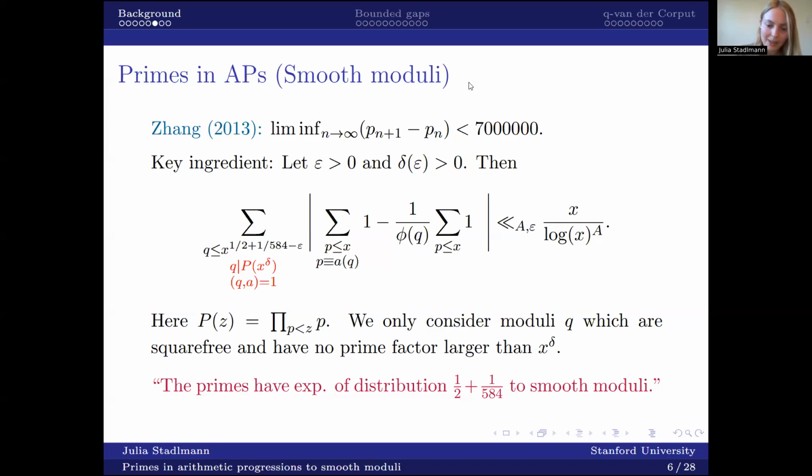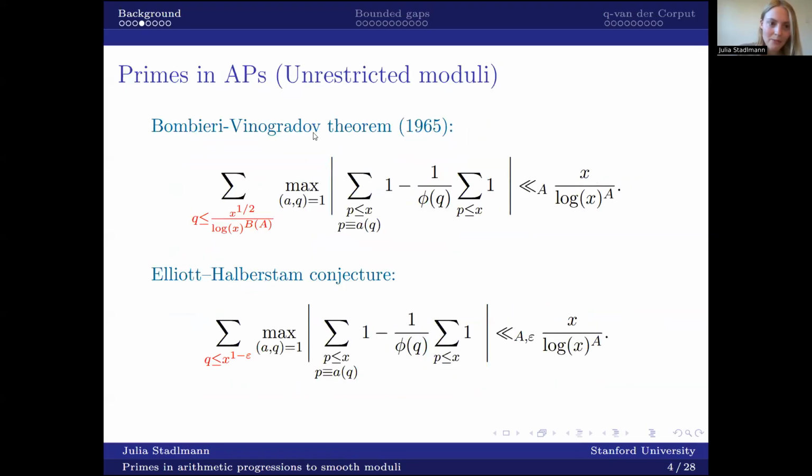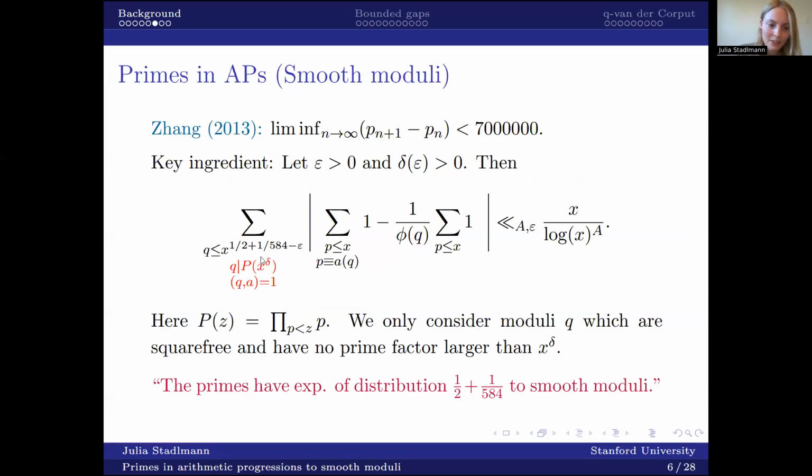So to show that there's some h between 2 and 7 million which is infinitely often a prime gap. So this statement is weaker than Bombieri-Vinogradov in two ways. On the one hand, we only look at smooth moduli, and on the other hand, we're looking at a fixed residue class. So instead of looking at a maximum over all the residue classes a, we're just looking at one that's fixed. But the upper bound is not allowed to depend on a.